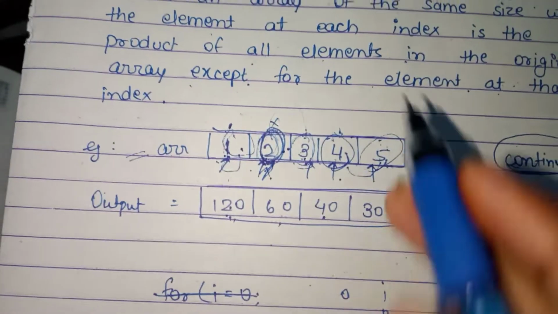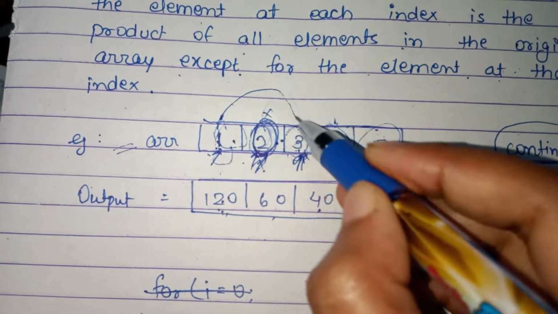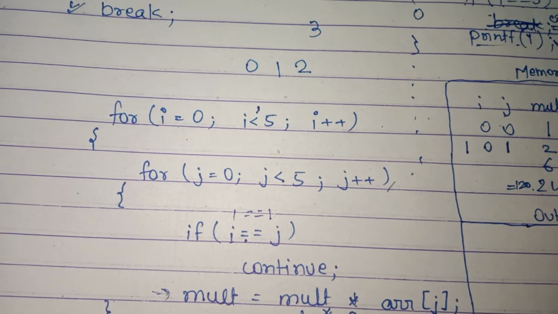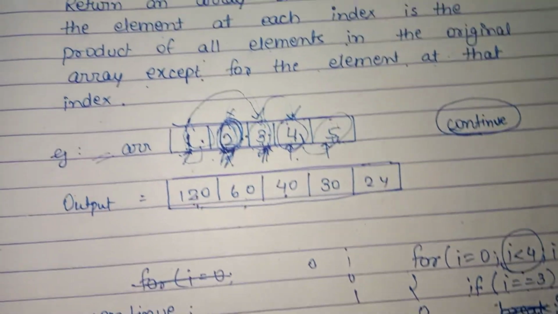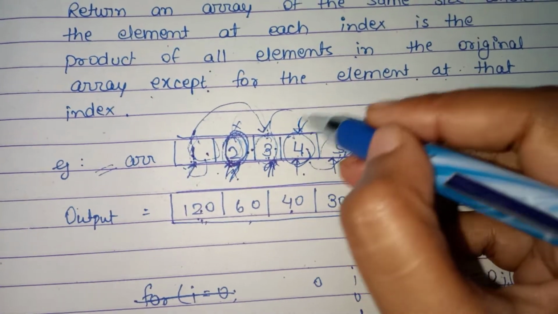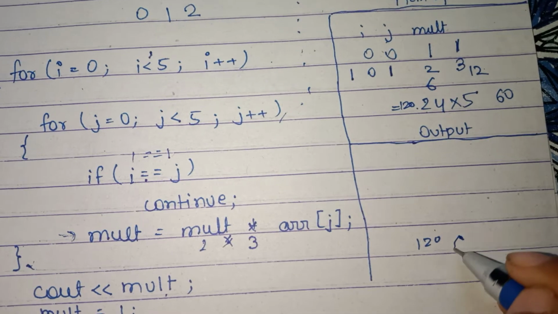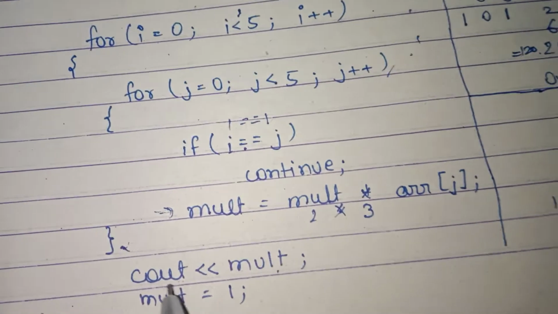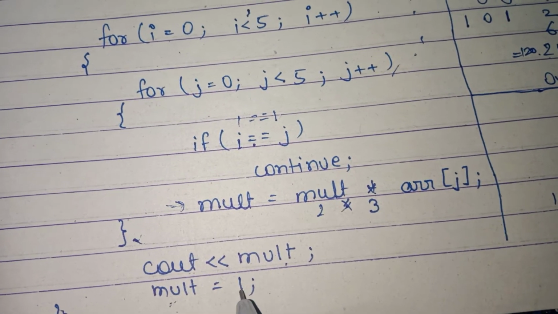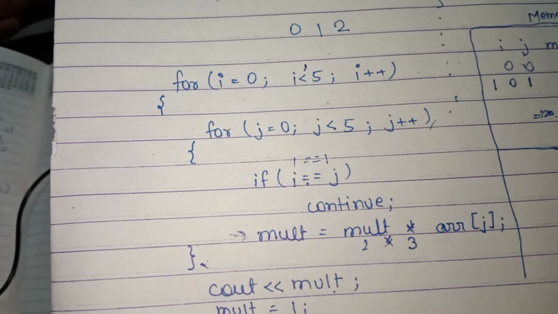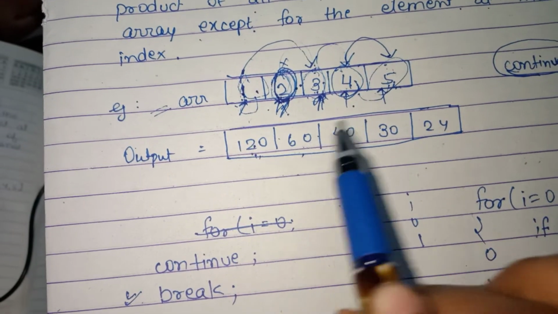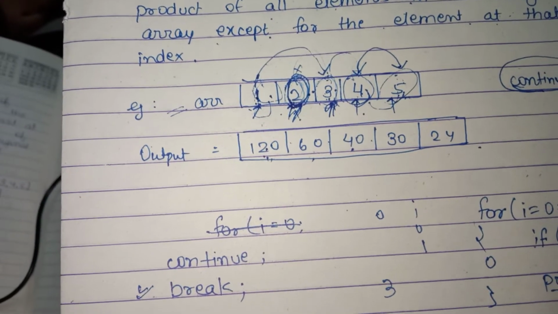j plus plus, this will denote 3 and we are going to multiply 1 into 3, it will give 3, and we are going to store 3. Likewise 3 into 4 is 12, it will store 12. 12 into 5 is 60. So I will just print 60 here at the output, and after that mult value will again be initialized with 1. Likewise this program will continue to print all those values. So hope you understand this problem. So thanks for watching.